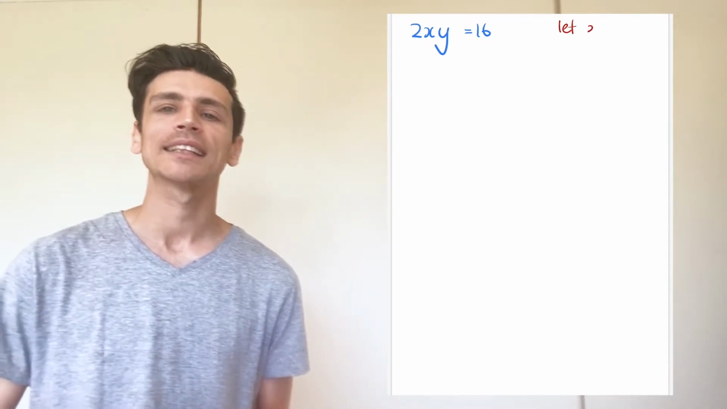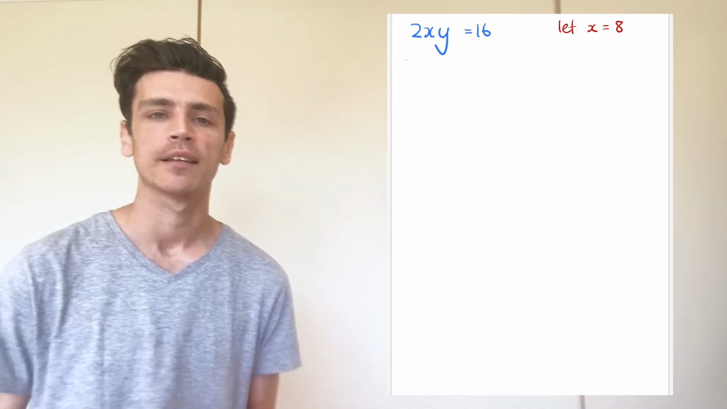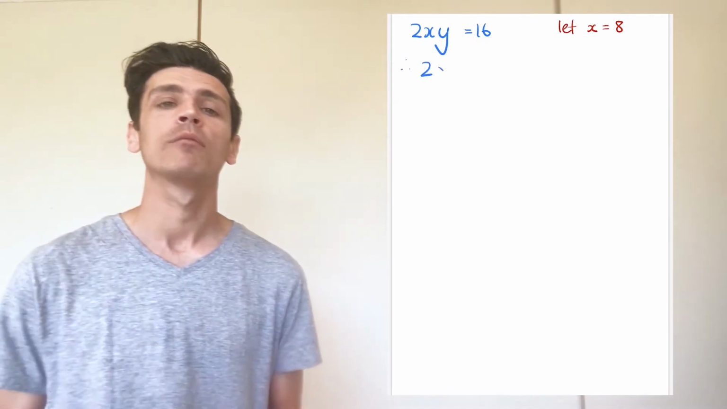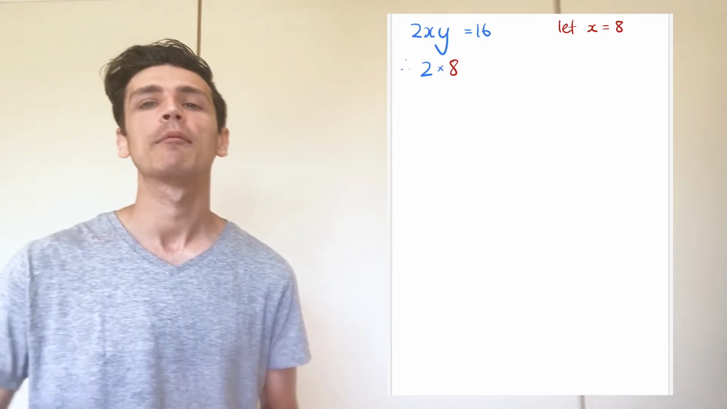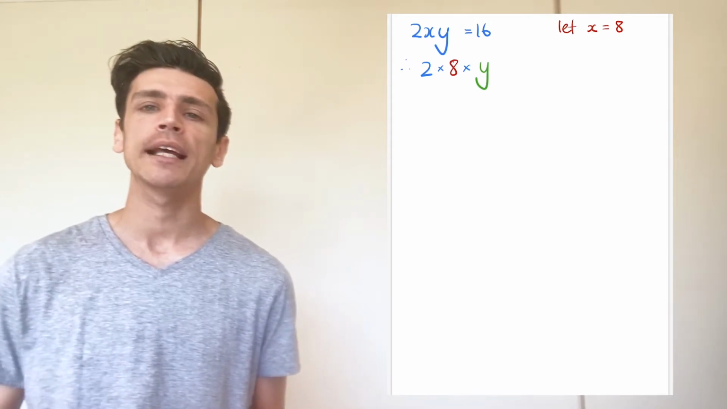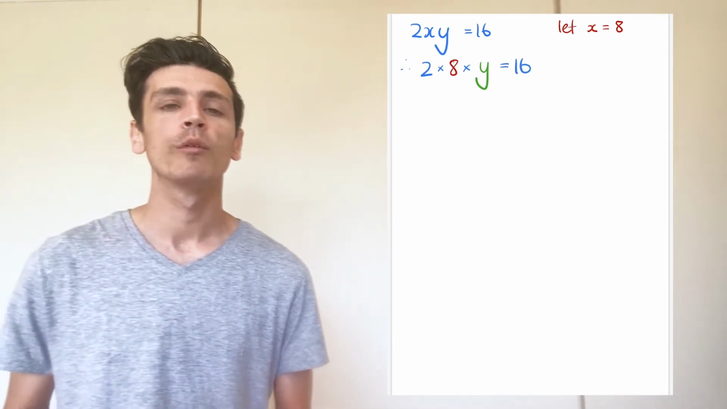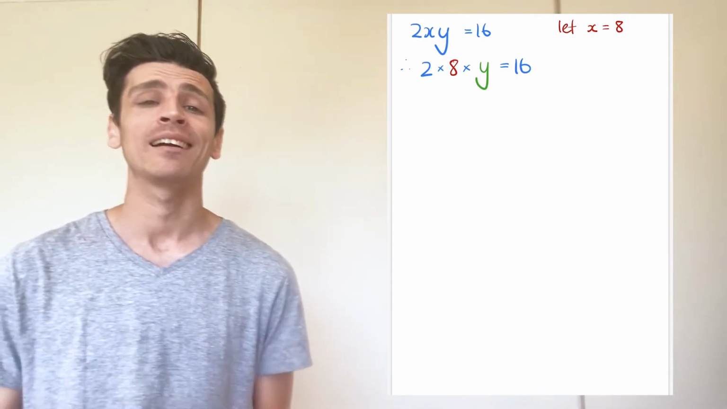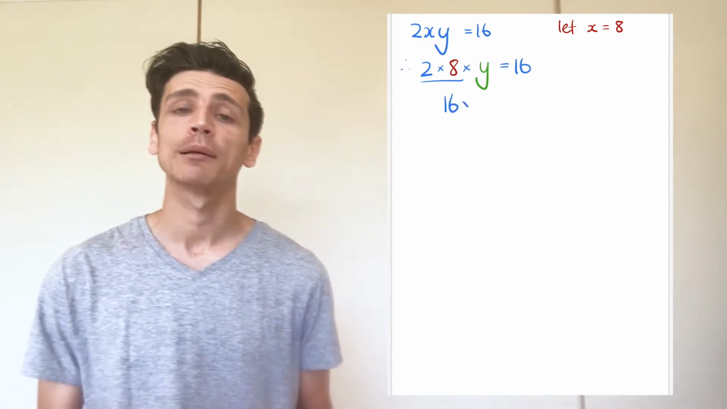So today, let's let x equal 8. So let's say that we were trying to solve specifically when we're dealing with x equals 8. Well, now we could actually solve this because now we've got one variable. So instead of it reading as 2 multiplied by x multiplied by y equals 16, we've got 2 multiplied by 8 multiplied by y equals 16. And now we have some like terms that we can simplify.